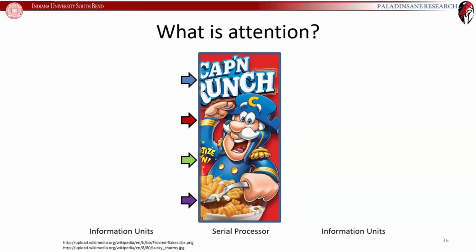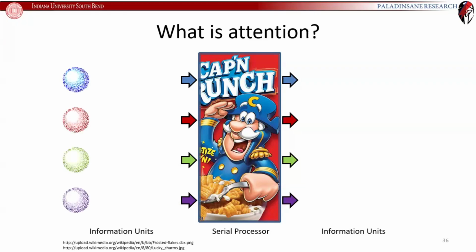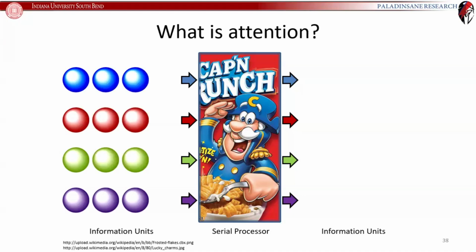All right, so you have a serial processor. And once again, information units come in from the left. Information units go out on the right. And we have the same number of information units. So we have those 16 information units that we just processed using the parallel processor. And let's say that they're now sent in your mind to your serial processor. And those information units are coming in. We got 16 of them.